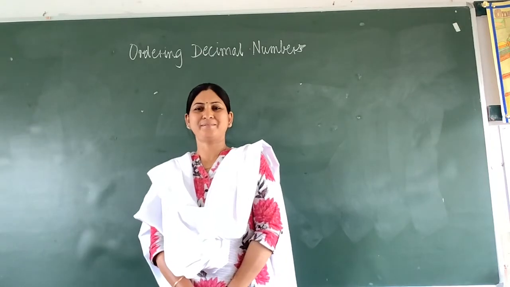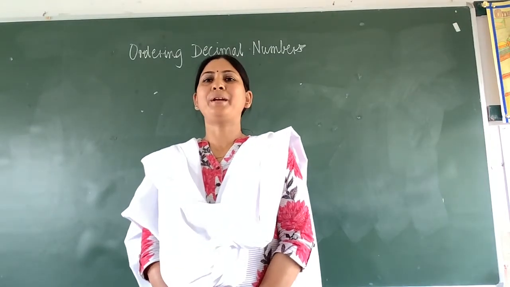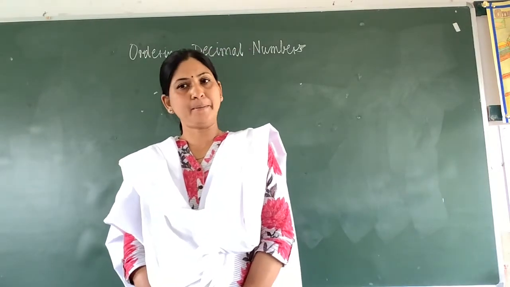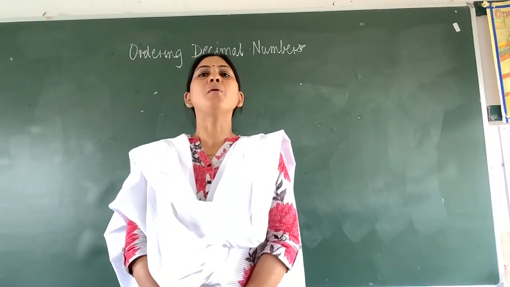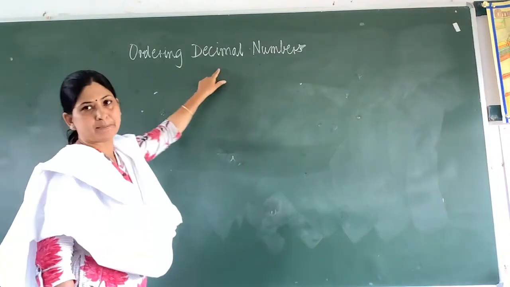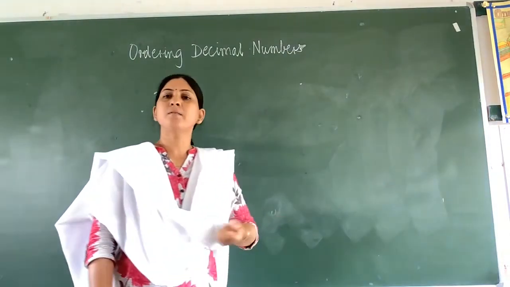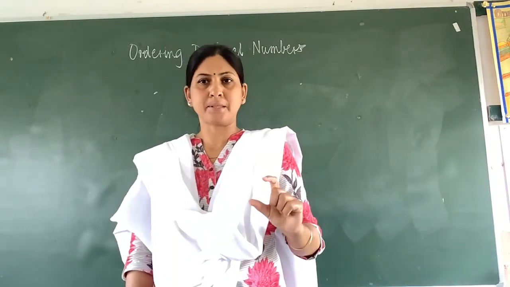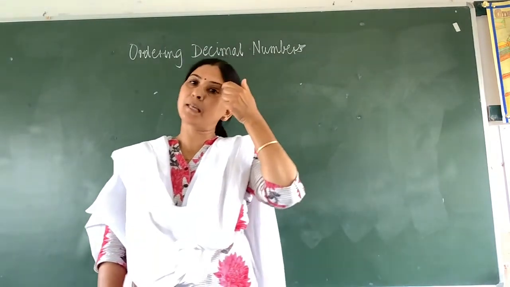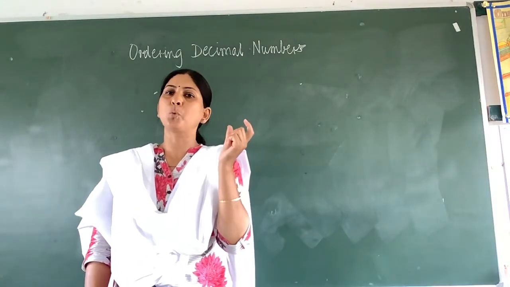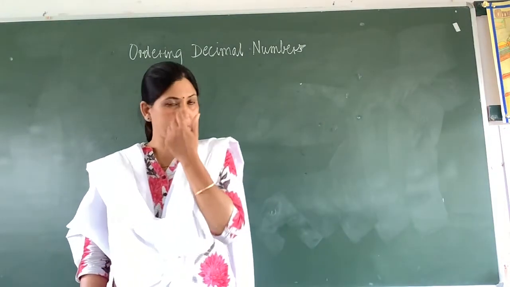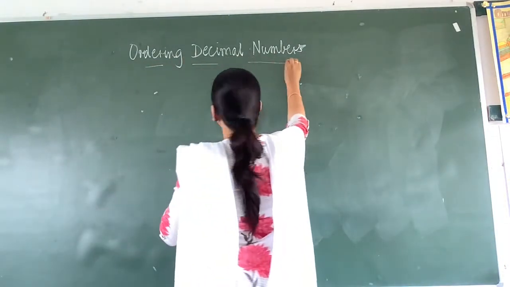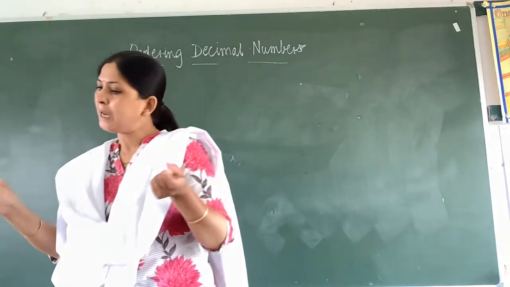Good morning, children. Today we are going to learn how to compare decimal numbers. Ordering decimal numbers means we will learn how to compare decimal numbers. When two decimal numbers are given, how do we see which one is a bigger decimal number? Let me take an example and show you how to compare two decimal numbers.